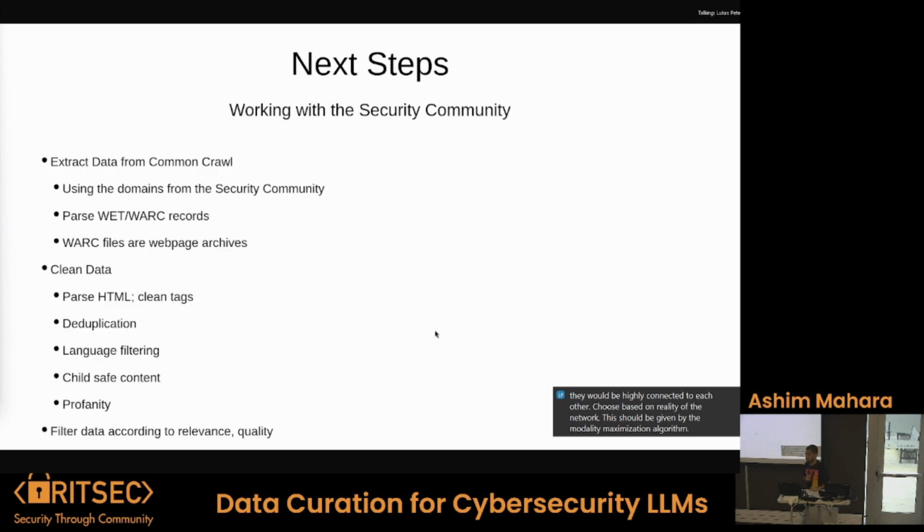Next steps, well, that was all I did for the research part of it. These are just working with the data that were extracted from each of the nodes in the community. Using the domains from the security community detected, parse the WET WARC records, which means converting them into text only, because WARC files are essentially web page archives. And you also have to download a lot of data and manage all of that.